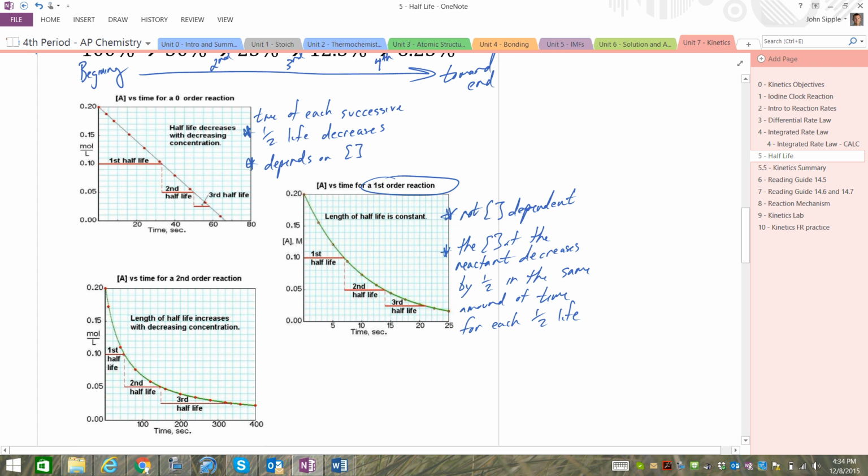So for the first order reaction rate, the concentration of the reactant decreases by 1/2 in the same amount of time for each successive half-life as it goes. Now for the second order reaction, like the first order, it is dependent on concentration, but you'll notice that the lower the concentration, the longer the half-life.